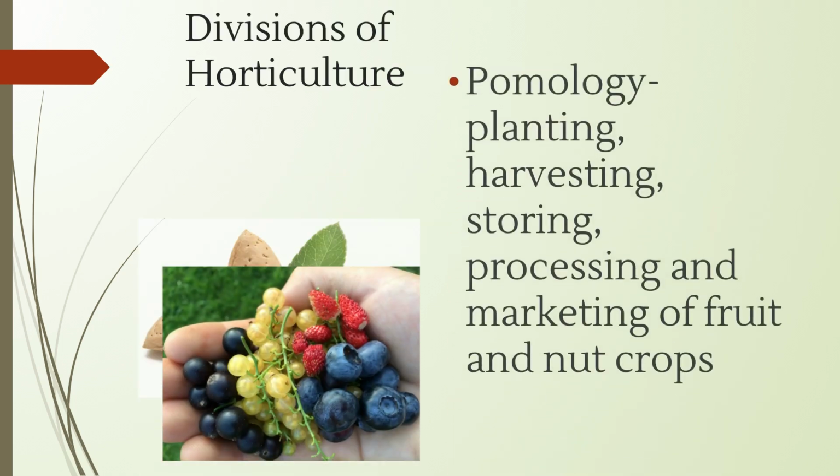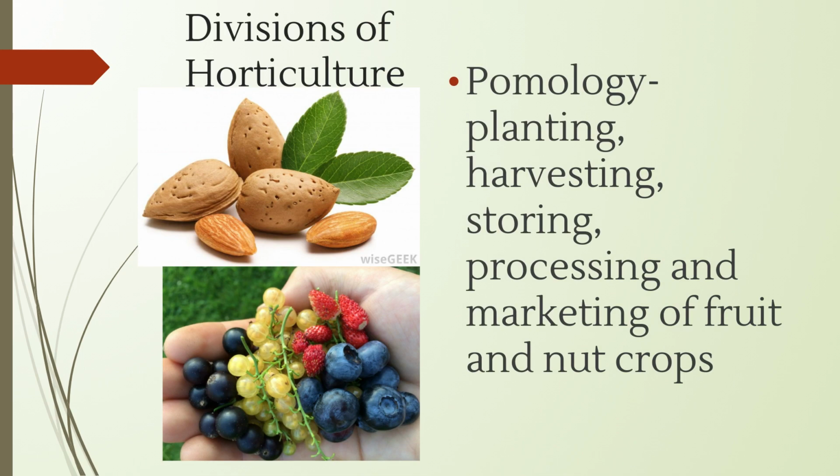All right, so the first division, this is question number 7, is called pomology. You don't have to put all that. All you have to do is put anything that deals with fruits and nuts. That's all you got to put. Anything means planting, harvesting, storing, processing, and marketing. All of that, as long as it deals with fruits and nuts, that's it.